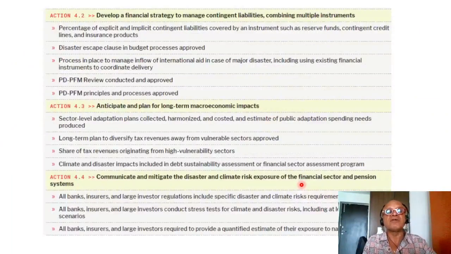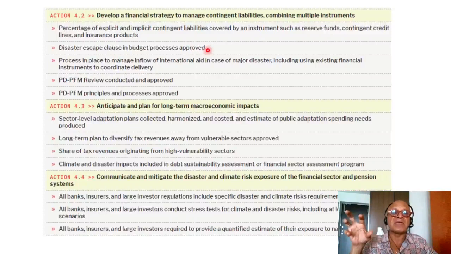Action 4.2 then is on developing a financial strategy to manage contingent liabilities, combining multiple instruments. Percentage of explicit and implicit contingent liabilities covered by instruments such as reserve funds, contingent credit lines, and insurance products is well known. Disaster escape clause in budget process is approved, so that when the budgetary priorities are made to spend on certain things, if a disaster hits, then you should have enough room to reallocate funds so that you have an escape clause. Process in place to manage inflow of international aid in case of major disaster, including using existing financial instruments to coordinate delivery, like people's bank accounts, firms' bank accounts, and so on.